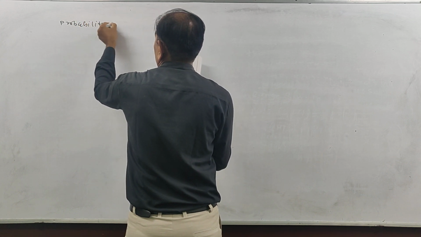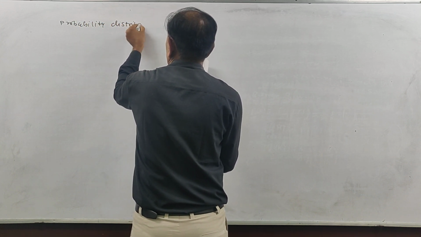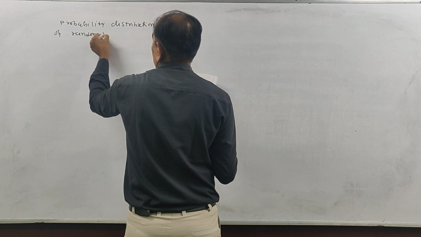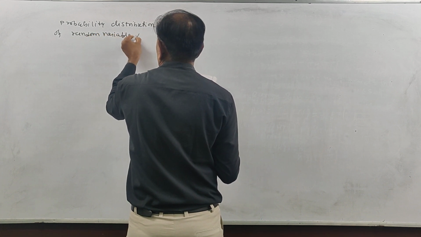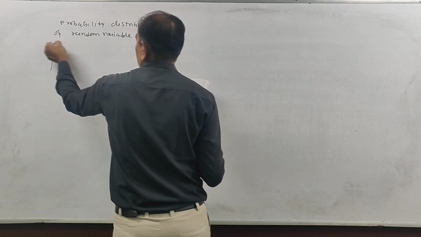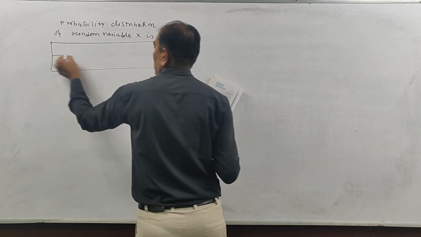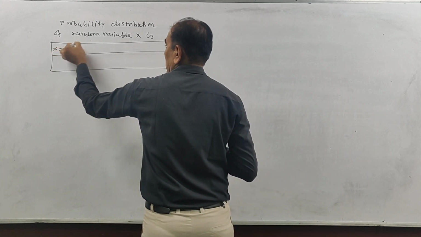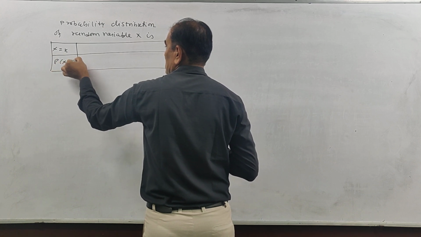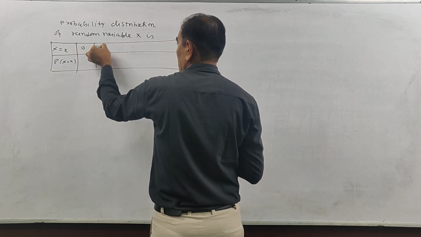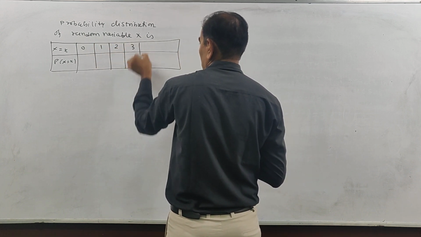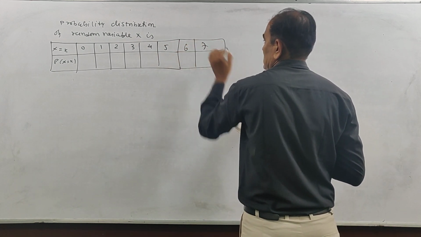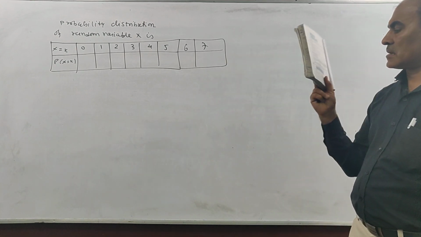Probability distribution of random variable X is: X is equal to 0, 1, 2, 3, 4, 5, 6, 7.